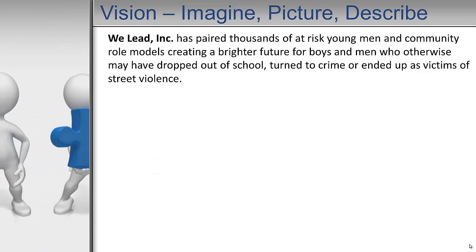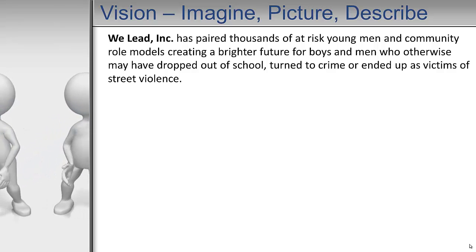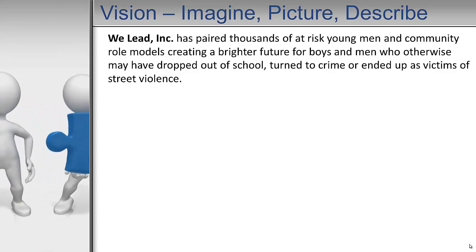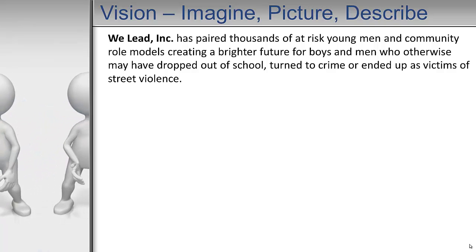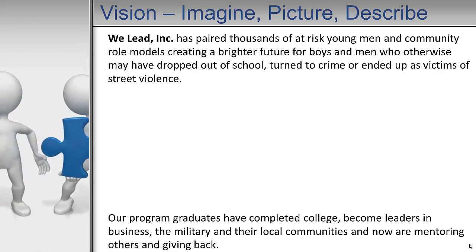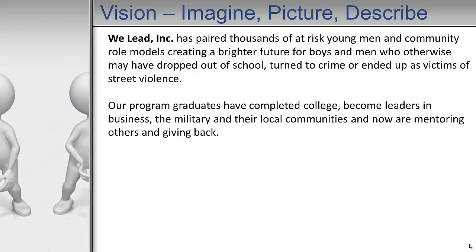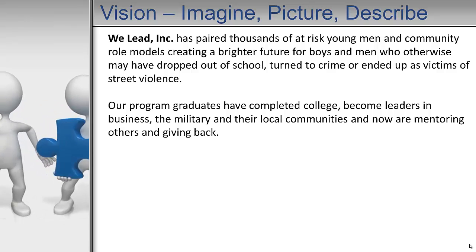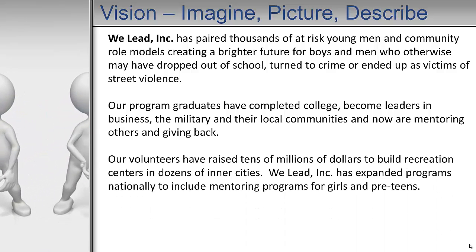We Lead Inc. has paired thousands of at-risk young men and community role models, creating a brighter future for boys and men who otherwise may have dropped out of school, turned to crime, or ended up as victims of street violence. Our program graduates have completed college, become leaders in business, the military, and their local communities, and are now mentoring others and giving back.